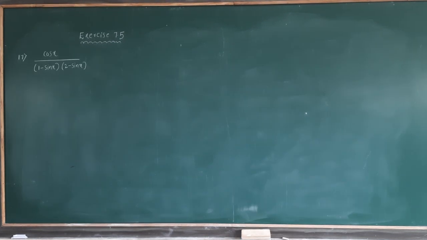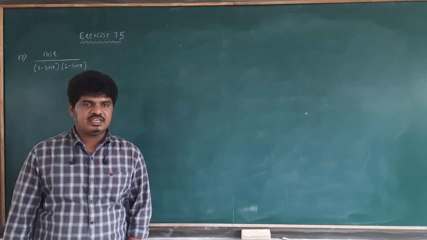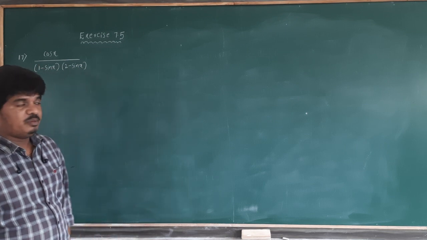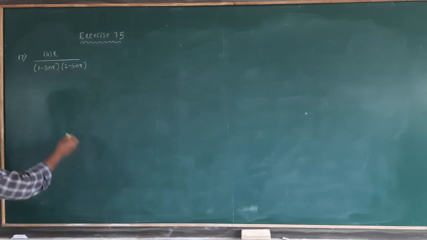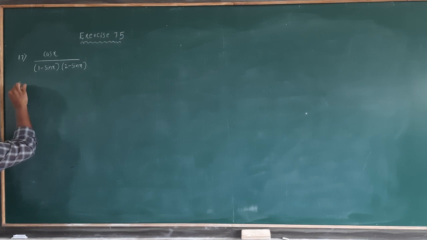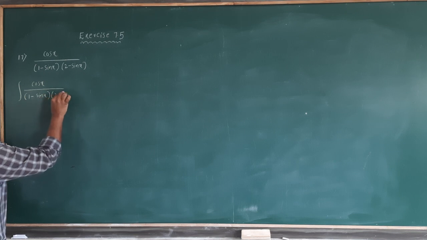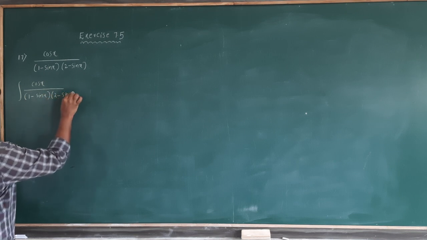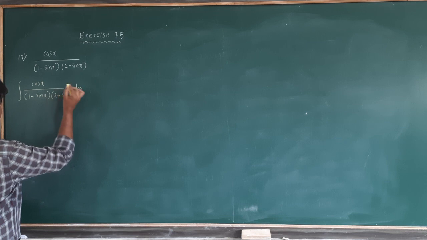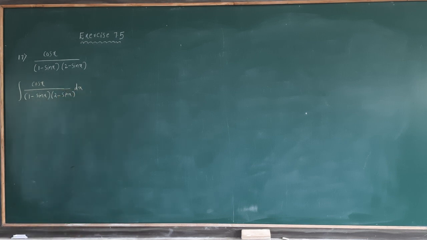Next, problem number 17. That is cos x divided by 1 minus sin x into 2 minus sin x. This will be done a little bit different. First we take the integral of cos x divided by 1 minus sin x into 2 minus sin x dx. First one we have to take the integral.